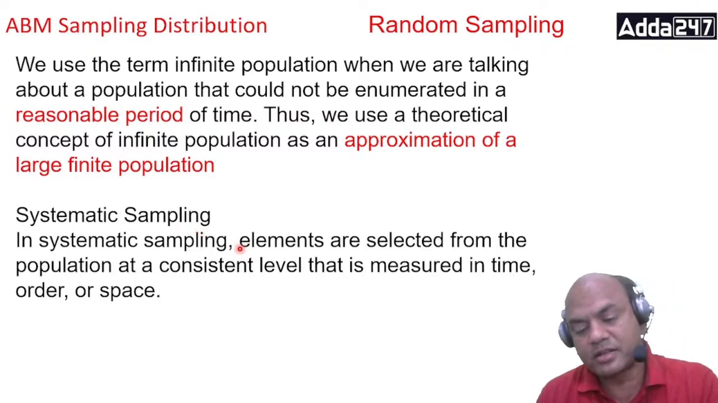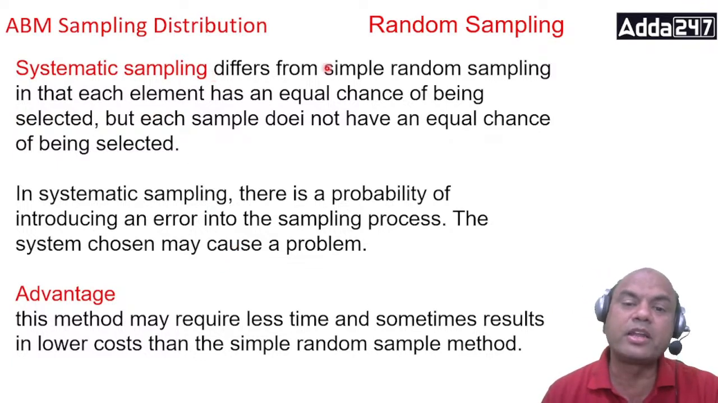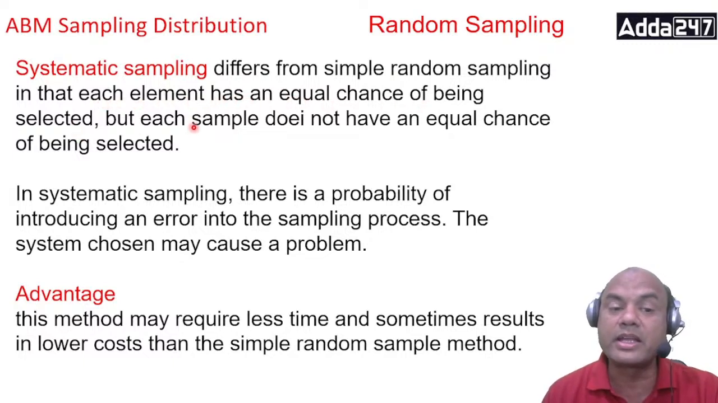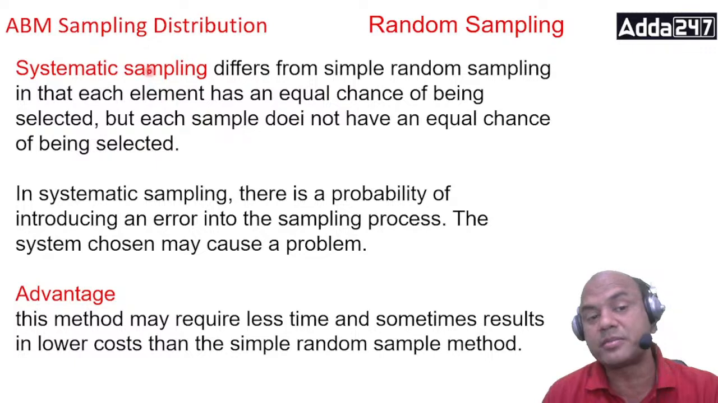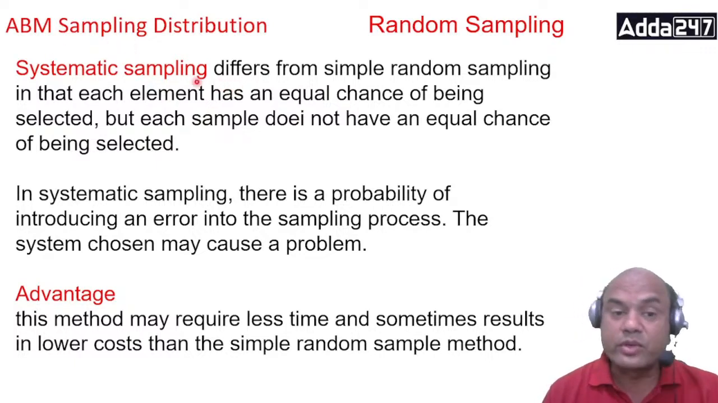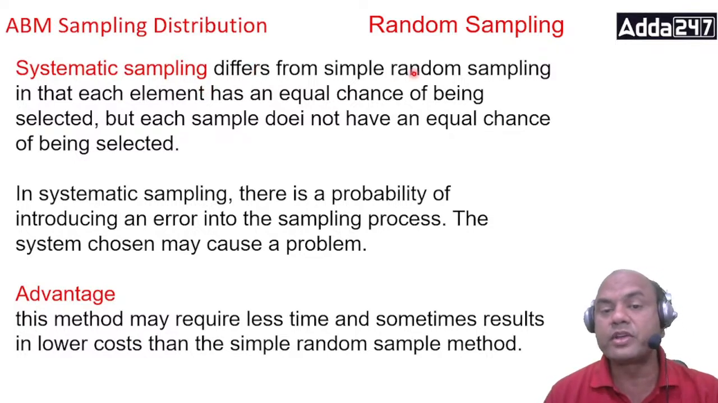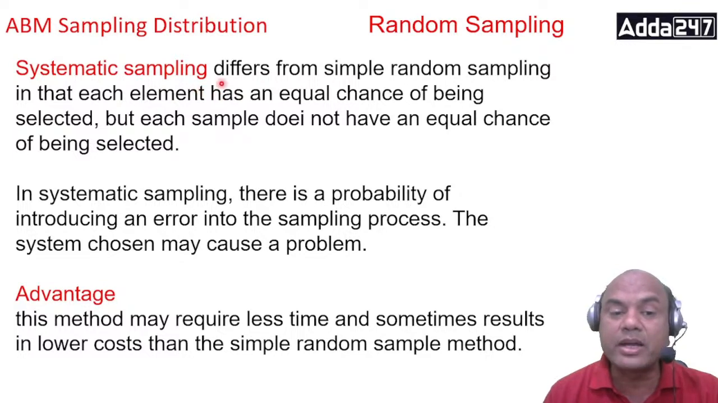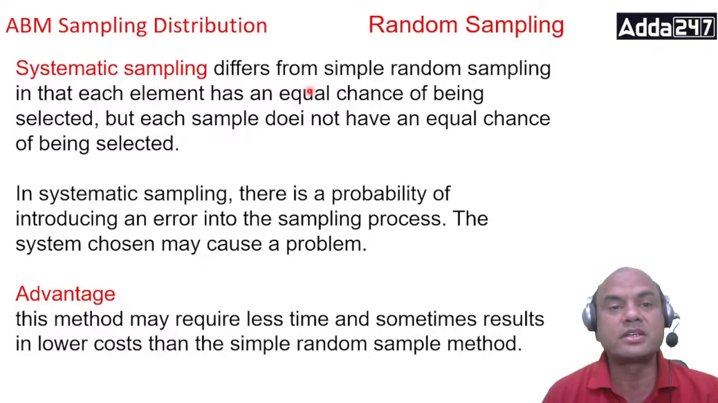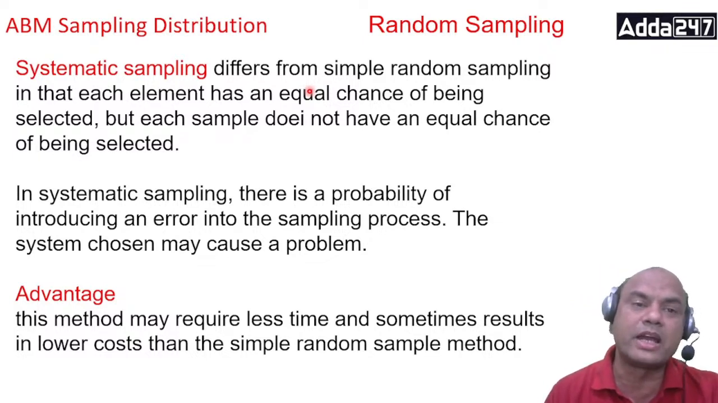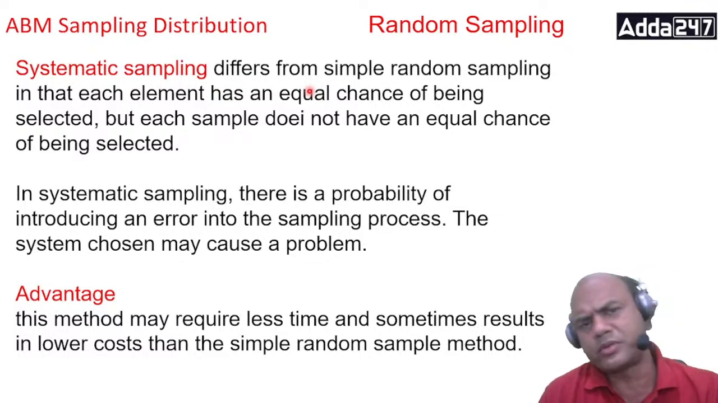Systematic sampling differs from simple random sampling in that each element has an equal chance of being selected, but each sample does not have an equal chance of being selected. Now, this is a problem with systematic sampling, and this question comes in the exam as a complete the following for 1 mark. I don't know which element will stand fifth whenever I tell them to stand in the row.